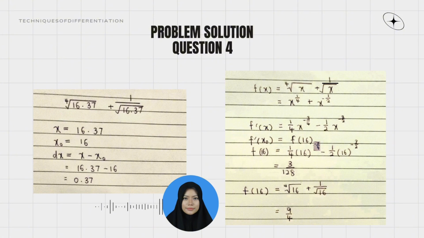Next, f prime of x naught is f prime of 16. From the formula for f prime of x, we substitute 16 for x, where we get f prime of 16 equal to 1 over 4 multiplied by 16 to the power of negative 3 over 4 minus 1 over 2 multiplied by 16 to the power of negative 3 over 2. We get 3 over 128. Next, we use f(x) equal to fourth root of x plus 1 over square root of x and substitute x equal to 16. We get 9 over 4.